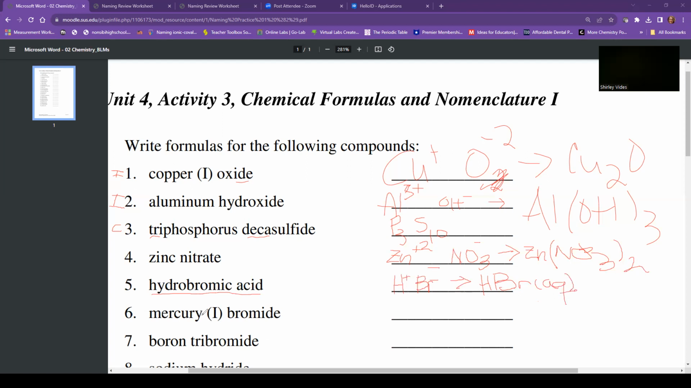All right, mercury 1 bromide. Okay, mercury 1, it's telling me write down Hg plus because it's telling me 1. 1 means plus 1. So Hg plus, and bromine, just look it up in your periodic table and you know bromine is in group 7, therefore it's a -1. Well, then that's easy, HgBr.